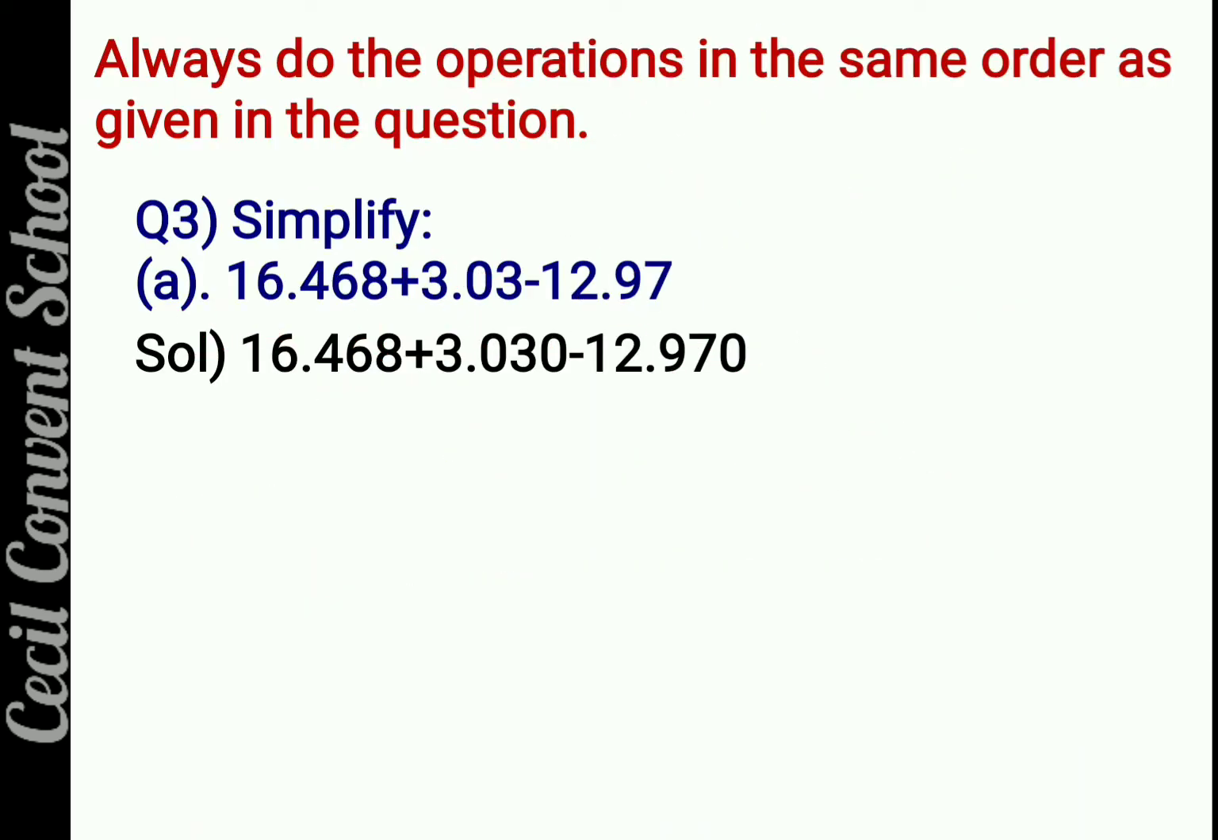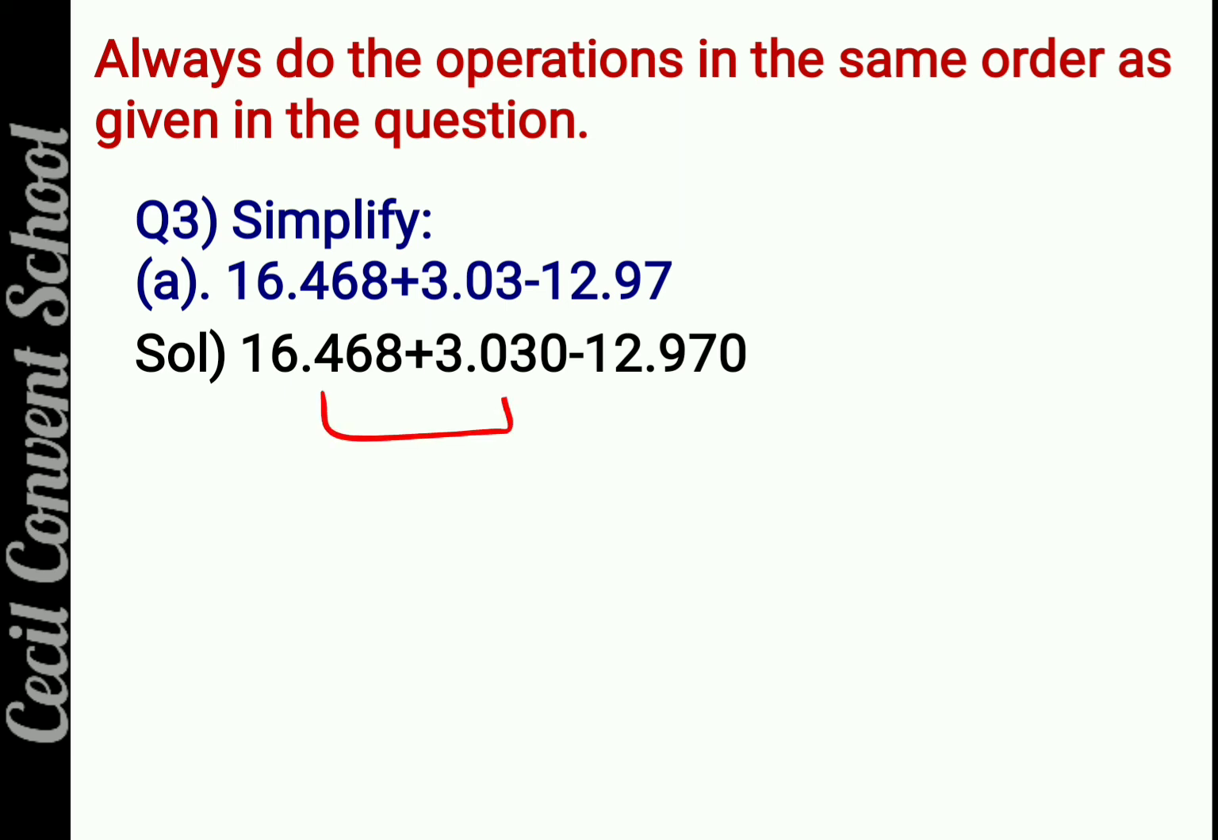Now we do question number 3. Question number 3 is simplify, means in this both the operations, addition and subtraction, come in one question. But keep one thing in mind, always do the operation in the same order as they are given in the question. But you have to convert unlike decimals into like decimals first. So see, it is having 3, it is having 2, it is having 2. So we will put a 0 here and 0 here. Clear?